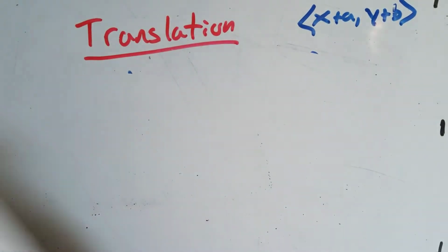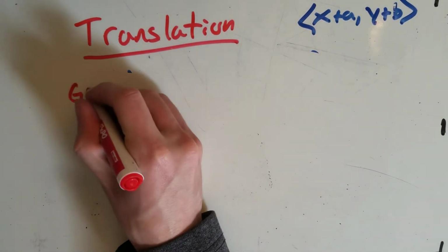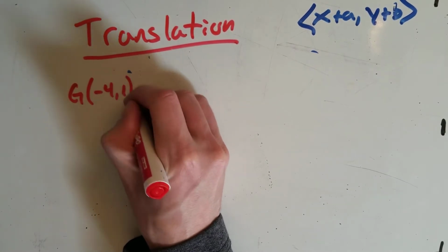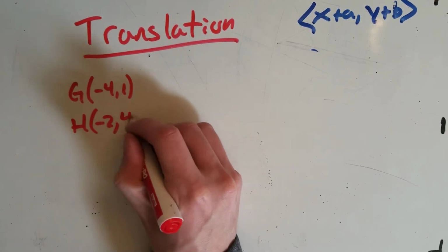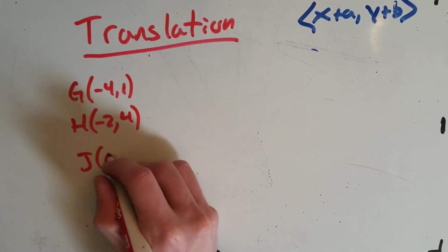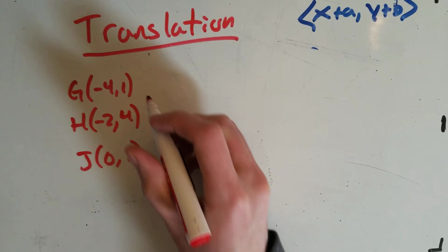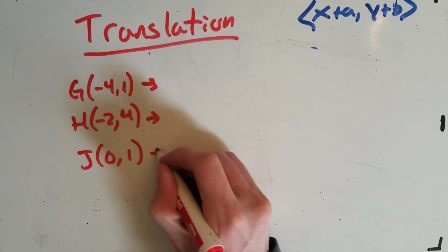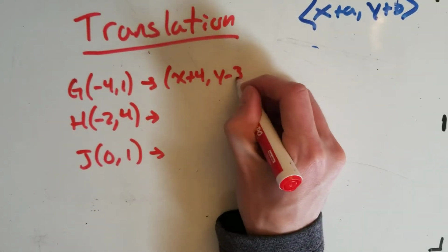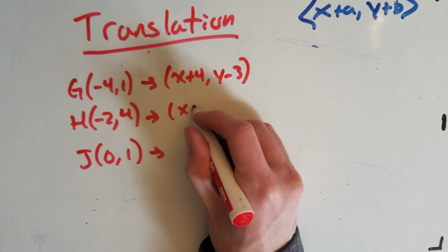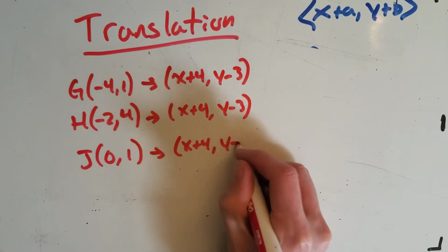We're going to look at this one in another way as well. Maybe we didn't want to do it on the coordinate plane. So maybe we wanted to take our original points, and this can be a little bit quicker sometimes. We had G was negative 4, 1, H was negative 2, 4, and J was 0, 1. And we said we're going to the right by 4 and down 3. So that means each one of these is going to go through the transformation of x plus 4, y minus 3.